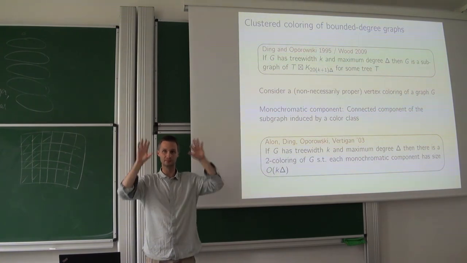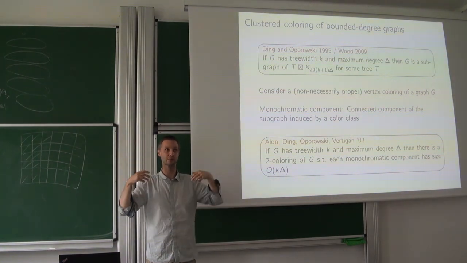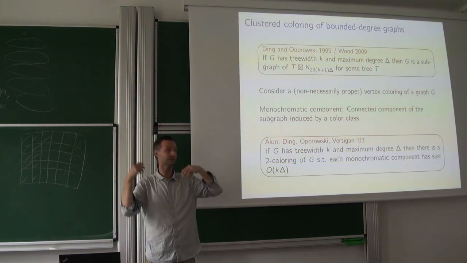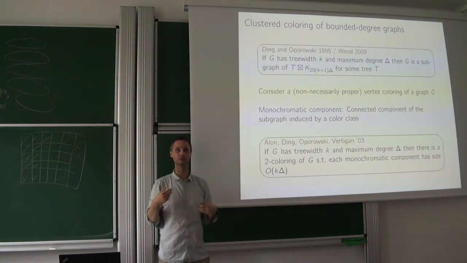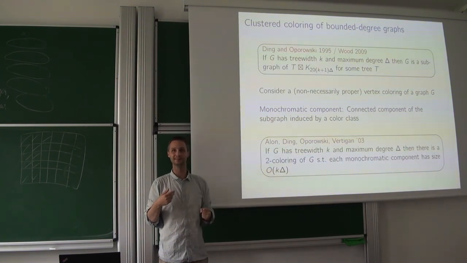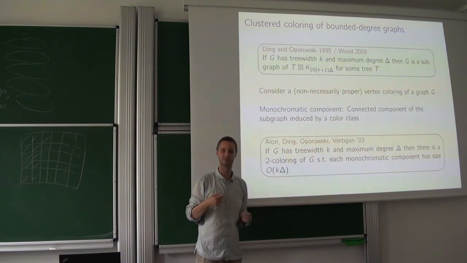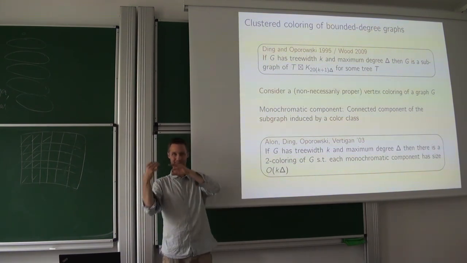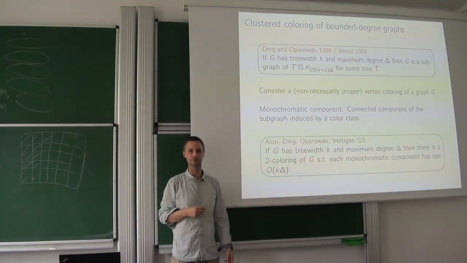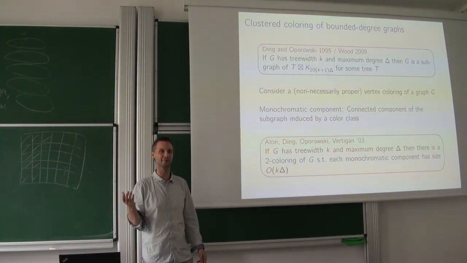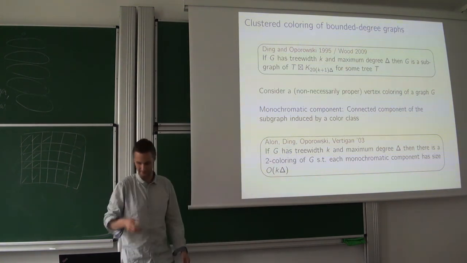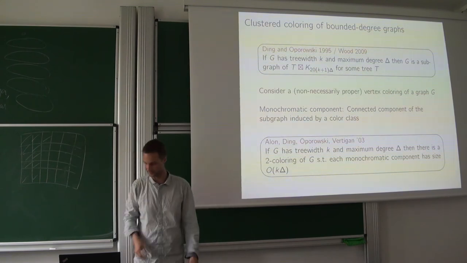Now, this partitions the vertex set of your planar graph, right? So for the even graph and for the odd graph, in each case you can apply this and use two colors, right? So you use two colors for the even graph, and then monochromatic components have size big O delta, and then you can do the same for the odd graph, and you use four colors in total. Of course, this is really far from being optimal because you could apply the four-color theorem, but you know, that's a quick way of saying that four colors are enough.